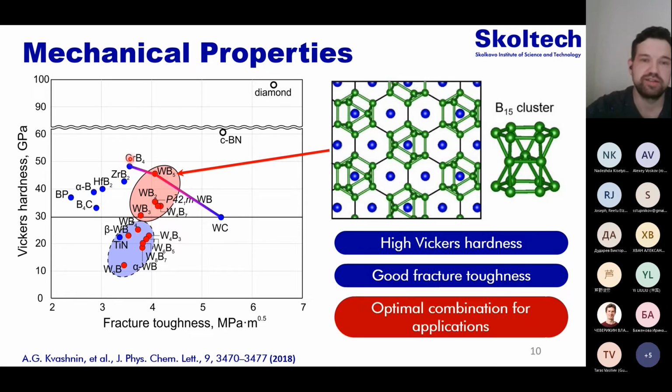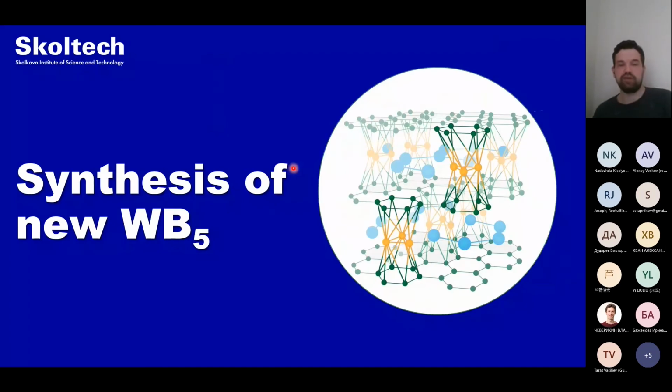And it lies between chromium boron 4, the hardest transition metal boride, and tungsten carbide, the most widely used material in the industry. So we found that it has an optimal combination of these two important properties for successful applications. Then, as we have already studied all the properties theoretically, we can move to synthesis.